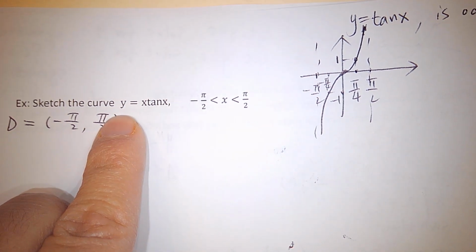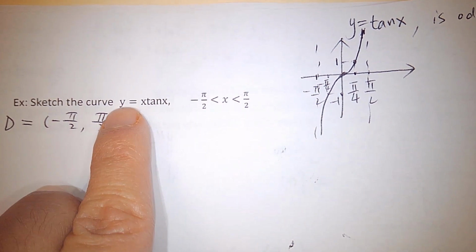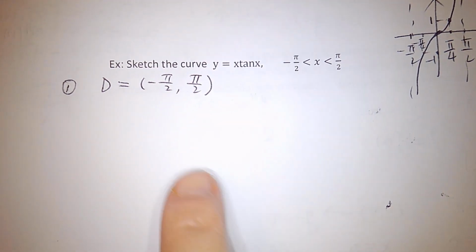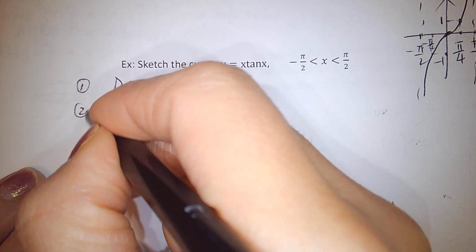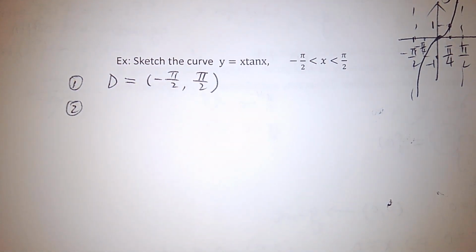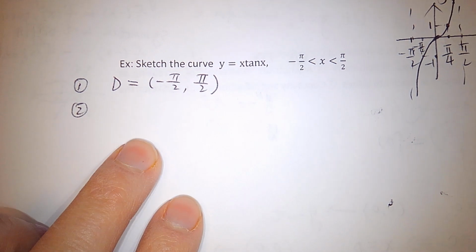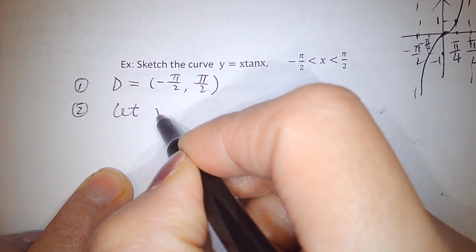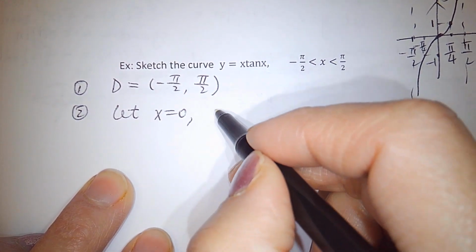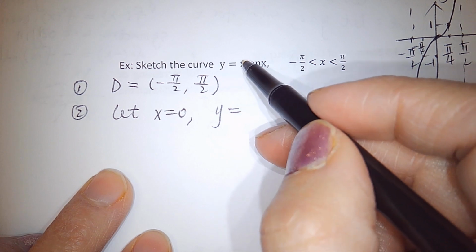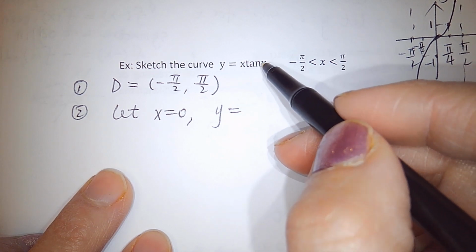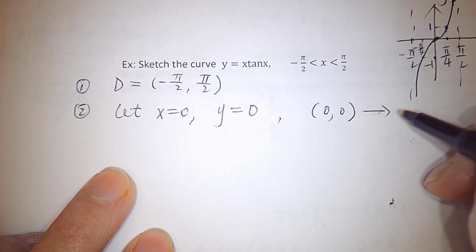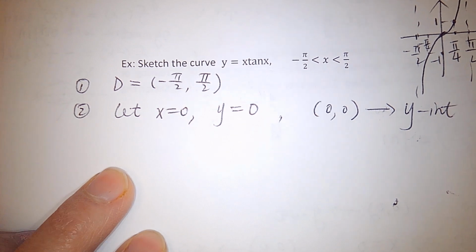However, we're not going to graph y equals tangent x. We're going to graph y equals x times tangent x. So first, the main is this. What is the second step? Find intercepts, right? Find the x and y intercepts. Let x equals 0. y equals what? 0 times tangent 0, which is 0. So y will be 0. This ordered pair (0, 0) is what intercept? Y-intercept.